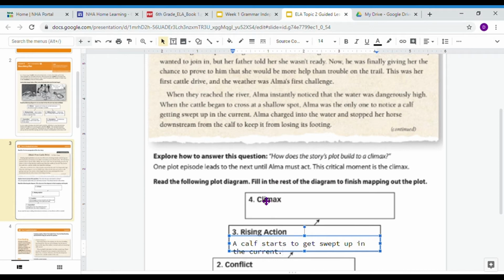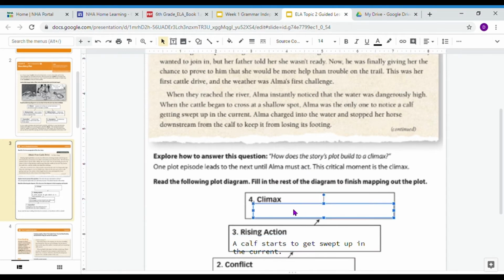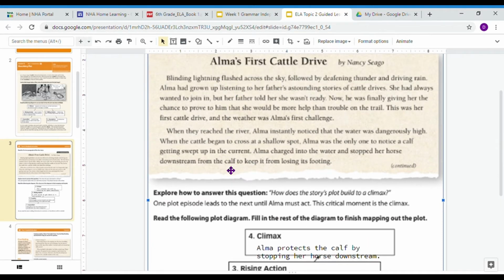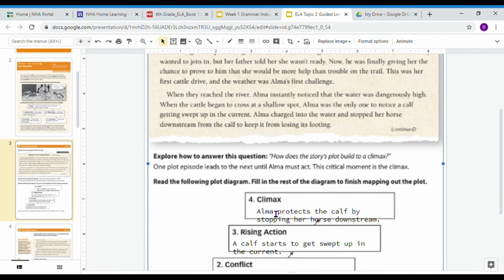And then this all kind of comes to our climax or our turning point where Alma charges into the water with her horse, and they stop the calf from losing its footing. So Alma protects the calf by stopping her horse downstream. So if you really look into it, we have an entire paragraph on exposition, rising action, and then just this one little sentence here is your climax.